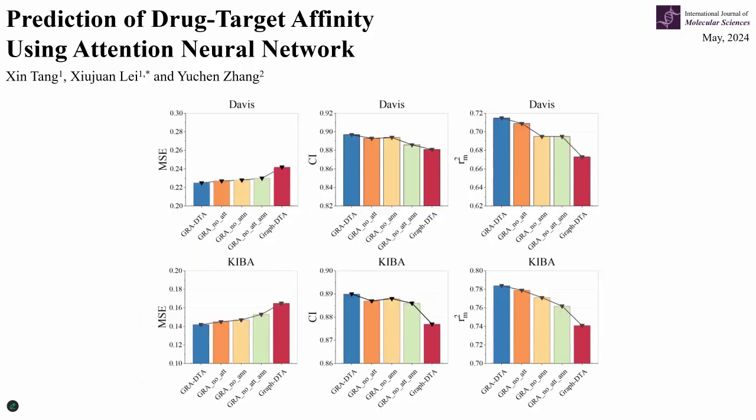So here you can see their GRA-DTA is their entire model, and then you can see with no protein, with no attention neural net, with no protein attention or attention neural net, and then this is the predecessor GraphDTA. It's just an older model, and so you can see that their complete model clearly outperforms any sort of ablated model. I highly recommend checking out this paper.